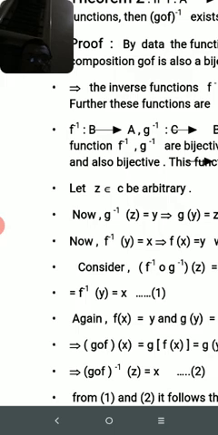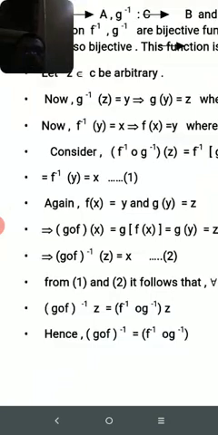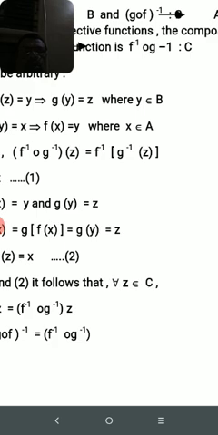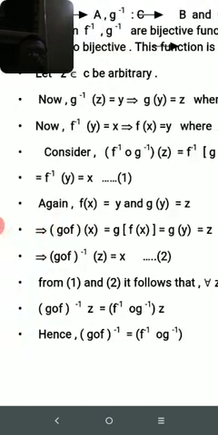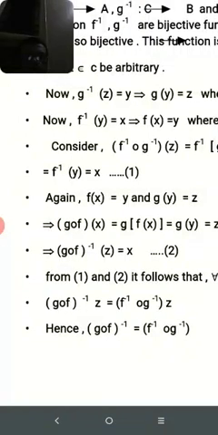Again, f(x) equals y and g(y) equals z. It implies that g∘f(x) equals g(f(x)), that equals g(y) equals z. It implies that (g∘f) inverse of z equals what? x. Call it equation number 2. From equation number 1 and 2, it follows that for every z, an element of set C, (g∘f) inverse of z equals f inverse composition of g inverse of z.